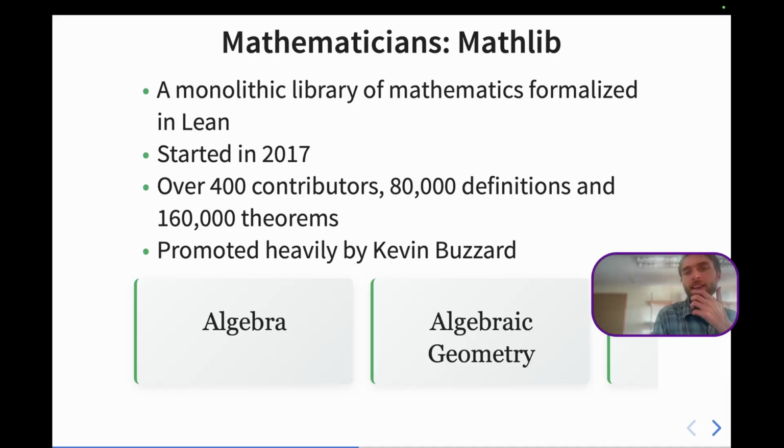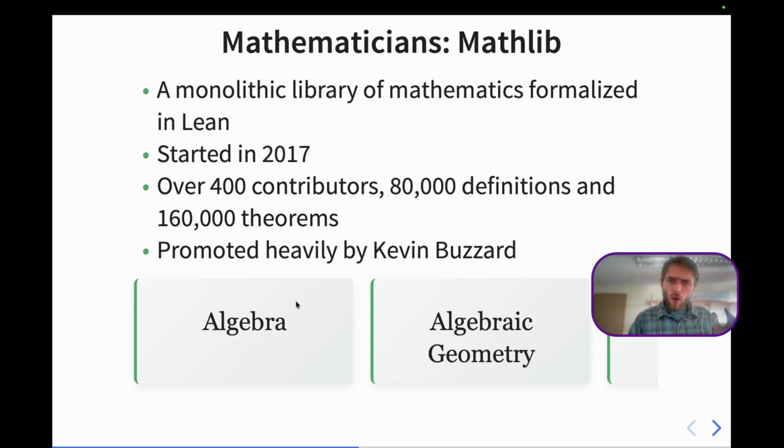It was started in 2017. These numbers are slightly out of date now, but it has over 500 contributors, 100,000 definitions, and over 200,000 theorems. It wasn't made by Kevin Buzzard, but initially Kevin Buzzard was one of the people that helped drive it. He's a maths professor at Imperial, and he helped promote it towards the start.